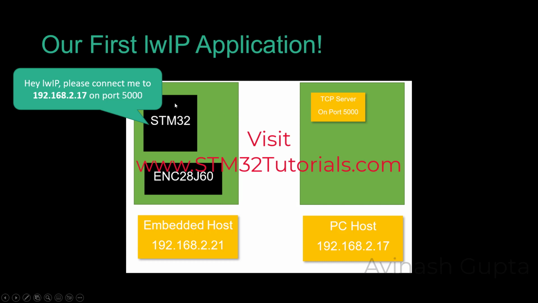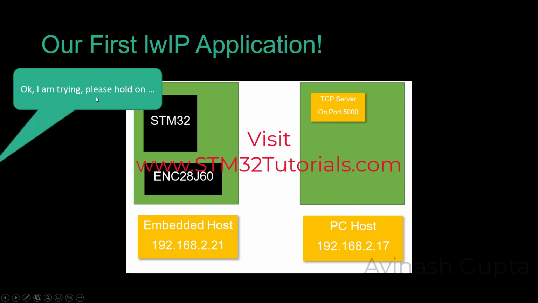In our embedded host, our application program requests lwIP to establish a connection to the IP address 192.168.2.17 on port 5000, which is our PC host, and this port 5000 is opened using the Hercules software. It says, okay, I am trying, please hold on, and our TCP/IP stack tries to establish a connection to the provided IP address and port number. After success it informs our application code that we are connected, and the connection, which you can see using the red line, has been established, and now we can exchange data.